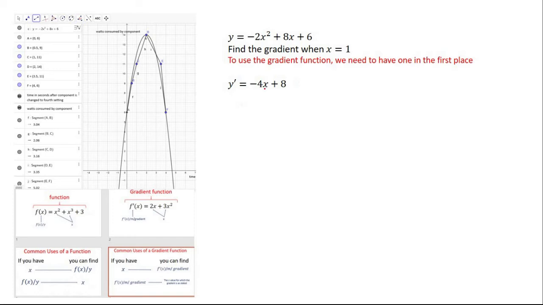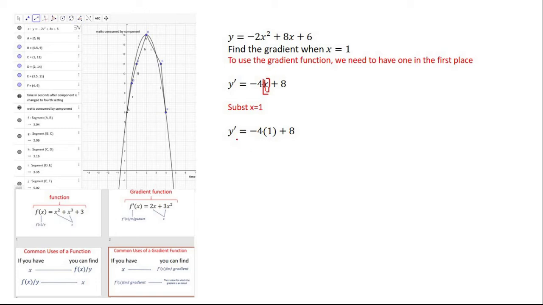So wherever I see an x, I'm going to put a 1. In this case, it's only one time. Put it with brackets. This is what it'll look like: negative 4x, but wherever I see an x, put a 1. Really big trick: if there's more than one x, you need to put more than one 1, or whatever you're substituting. Sometimes kids only put it in the first one. But in this case, there's only one x, so negative 4x plus 8.